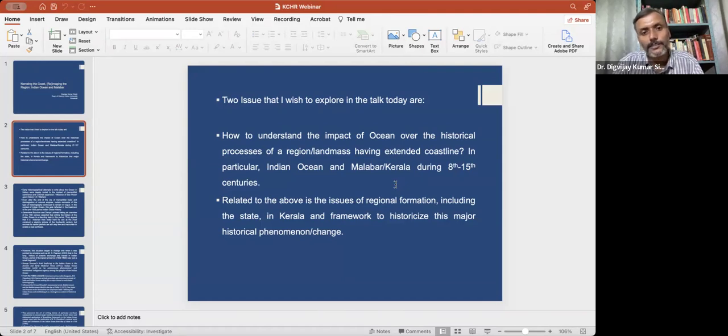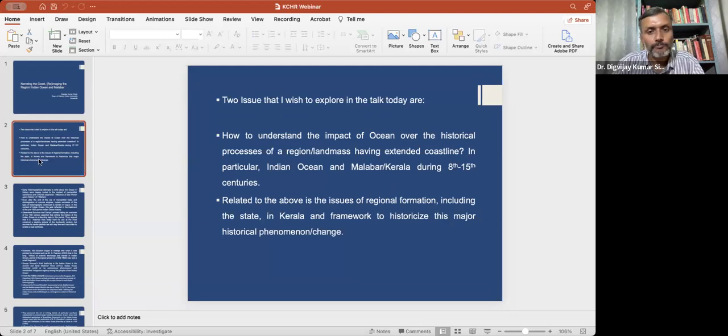Related to the first question is the second question, which I'll be sharing my views about, and expecting your responses in the form of comments, questions, and suggestions. This is the question of regional formation, including state formation in Kerala, and how to develop a framework for understanding the transition in a society which is witnessing a regional state formation at a specific point of time in its historical trajectory, particularly understanding the impact of the coast and the coastal processes on the formation of a region or a regional identity, or a state in a regional state society.